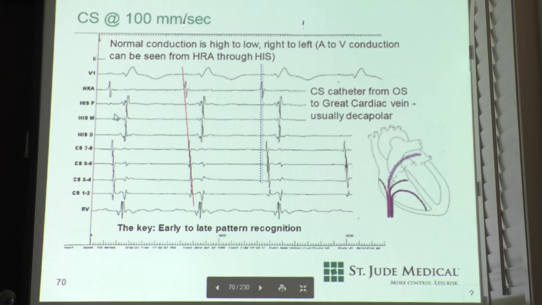We've got a HIS signal-ish. It's a pretty crappy HIS, right? It's like that thing right there. That's the AV node. And then what's this? You can see it from the HIS, and you can also see it here. So this is sitting at the valve. It's across the valve, so it's picking up the node, and it's also picking up what? Look up. What's this?